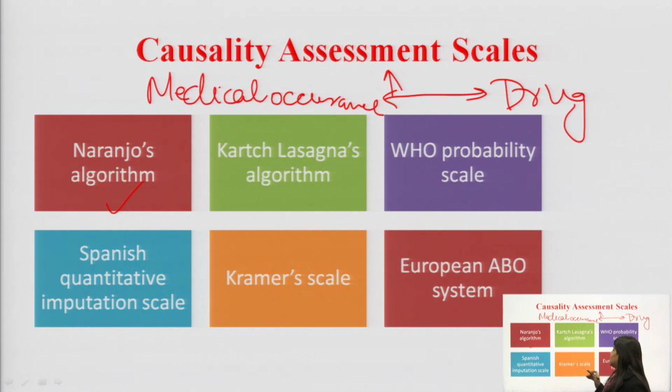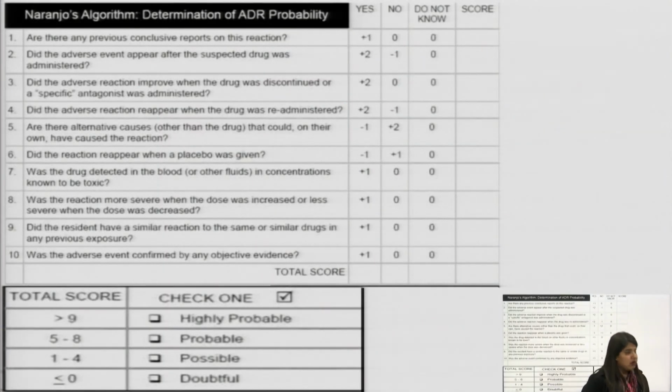What other algorithms do we have? We have Kash-Lozana's algorithm. We have the WHO probability scale. Then we have the Spanish quantitative imputation scale. We have Kramer's scale, and we have the European ABO system. Now let us talk about Naranjo's algorithm in a little bit of detail by taking a case study.